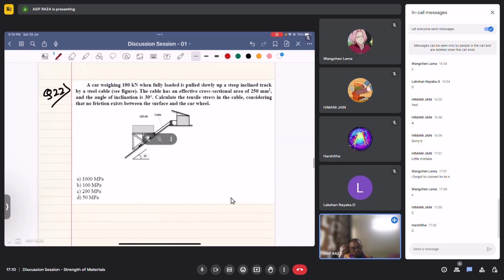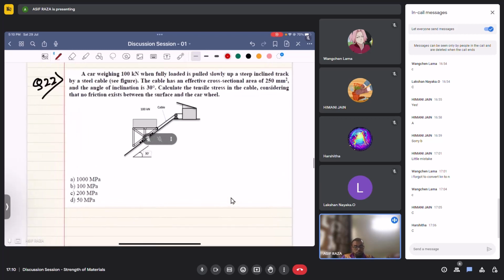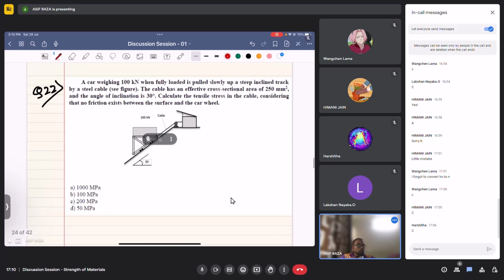Okay, this is a tricky question. It looks tough, but it's quite easy. Question is, a car weighing 100 kilonewton, when fully loaded, is pulled slowly up a steep incline track by a steel cable. The cable has an effective cross-section area of 250 mm² and the angle of inclination is 30 degree. Calculate the tensile load in the cable, considering that no friction exists between the surface and the car wheel.